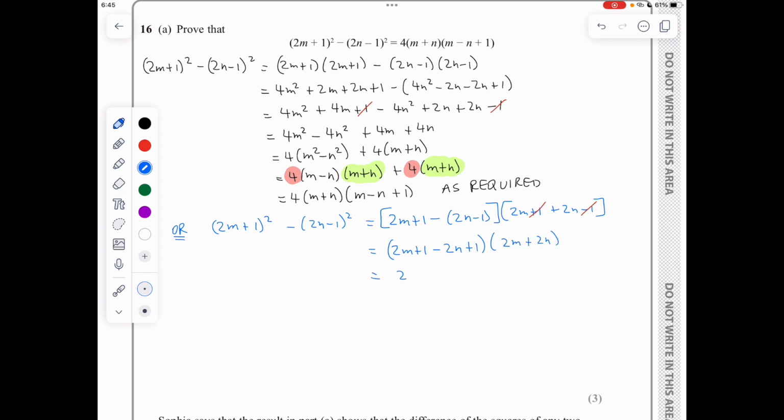So this is 2m minus 2n plus 2 times 2m plus 2n. Now there's a common factor of 2 in the first set of brackets, so if I take the 2 out, I'm left with 2 brackets m minus n plus 1, and also a common factor of 2 on the second set of brackets here, and these will be 2 brackets m plus n. So 2 times 2 is 4, so this will be 4 brackets m plus n brackets m minus n plus 1, which is exactly the right hand side once more.